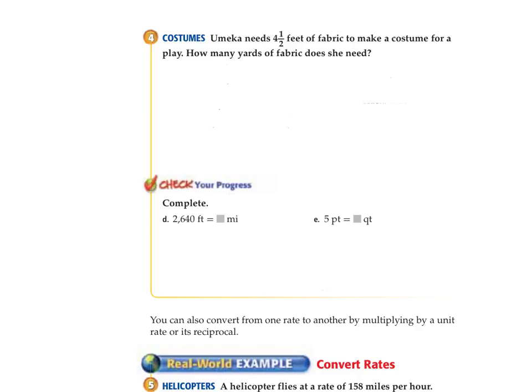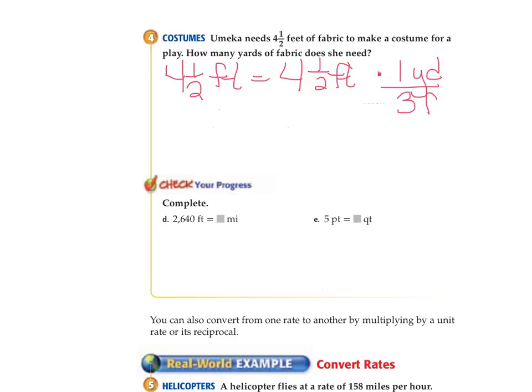Okay, let's do a couple more here. Yumika needs 4.5 feet of fabric to make a costume for a play. How many yards of fabric does she need? Feet are smaller than yards, so we're converting from smaller to larger again. So let's write this out. 4.5 feet equals 4.5 feet times 1 yard to 3 feet. That's our unit ratio, the reciprocal of our unit ratio.